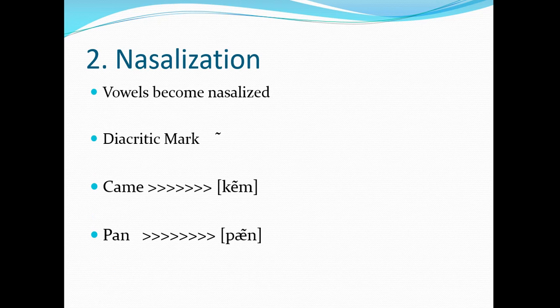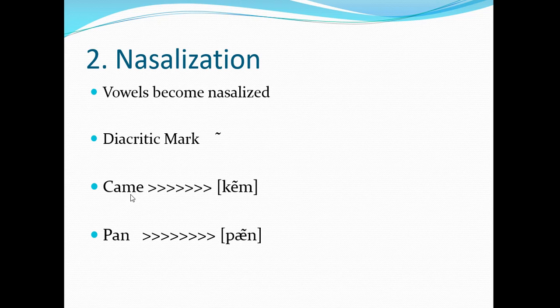Let's continue with the rule number 2, which is the nasalization rule. The nasalization rule says that a vowel, pay attention, a vowel becomes nasalized when it occurs before a nasal sound. And this is the symbol for nasalization, okay? A diacritic mark.